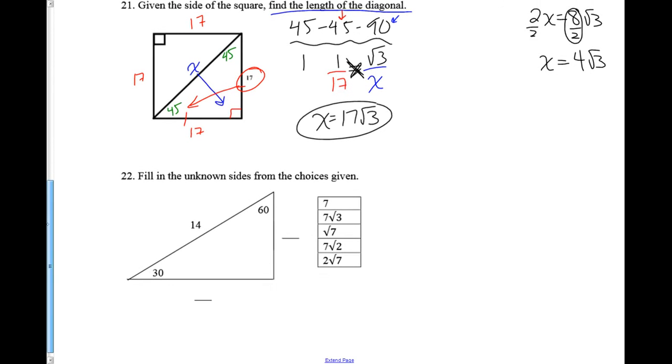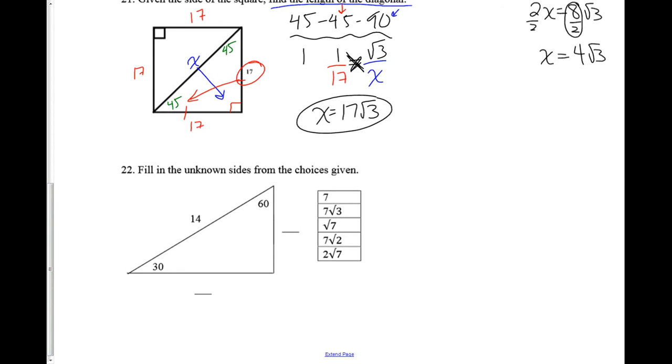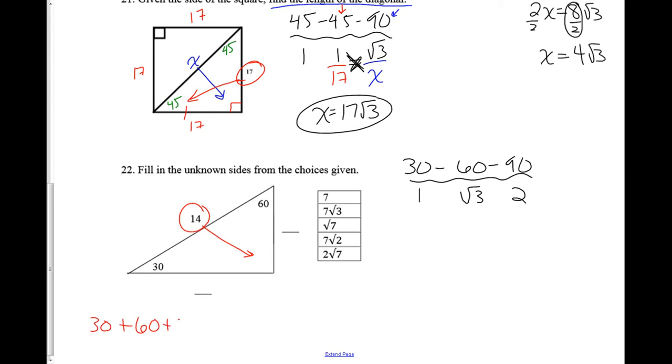Number 22, we have a 30, 60, 90 triangle. And again, we have an answer bank. So under my 30 is a 1, under my 60 is a square root of 3, and under my 90 is a 2. I'm first going to place my number. My number is across from this angle. I don't know it, but 30 plus 60 plus whatever that angle is has to add up to 180. If I work that out, that's going to give me 90. So my 14 is across from the 90. I'm going to place my 14 under the 2 to make a fraction.